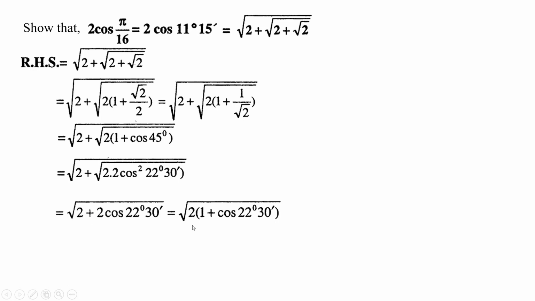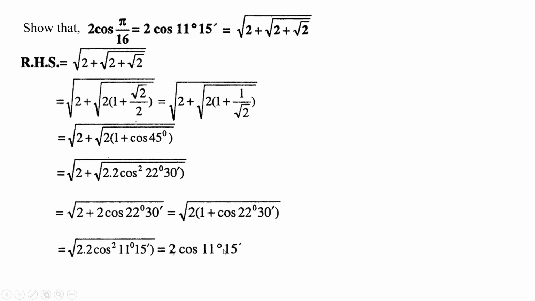Now take 2 as common, we get 1 plus cos 22 degree 30 minutes. And use the formula 1 plus cos 2 theta again. 1 plus cos 2 theta means 2 cos square theta. So 2 cos square 11 degree 15 minute. And here the square root and 4 replaced by 2. So this middle portion is proved.